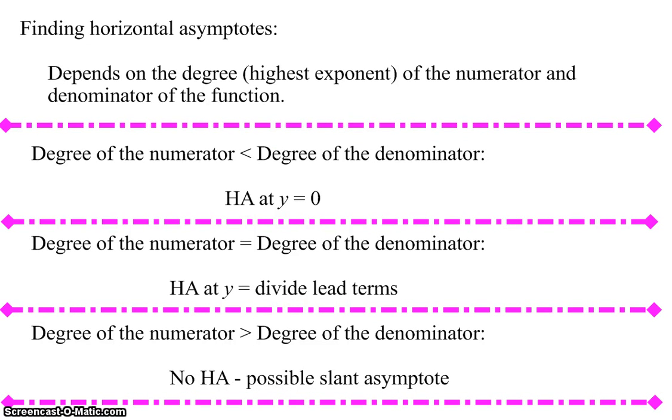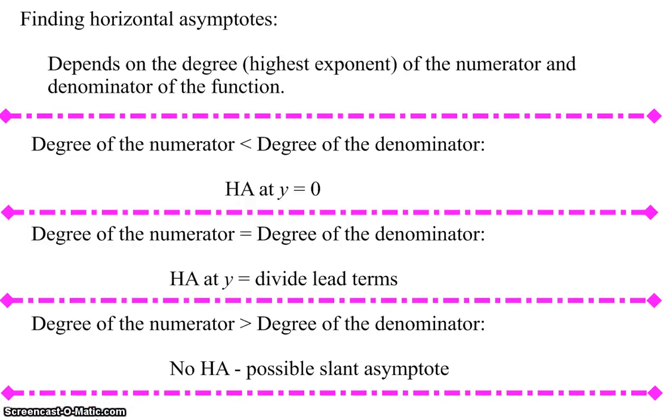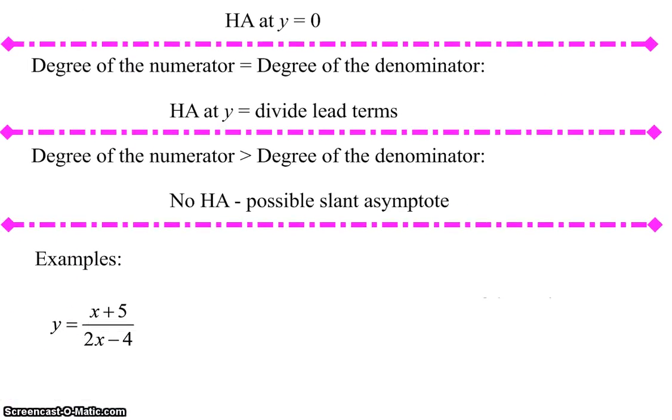To find horizontal asymptotes, it actually depends on the degree or highest exponent of the numerator and denominator of the function. There are 3 rules. If the degree of the numerator is less than the degree of the denominator, there is a horizontal asymptote and it will automatically be at y equals 0. If the degree of the numerator equals the degree of the denominator, there is also a horizontal asymptote, but you have to divide the lead terms to figure out where it is. Lead terms being those where the highest exponent occurs.